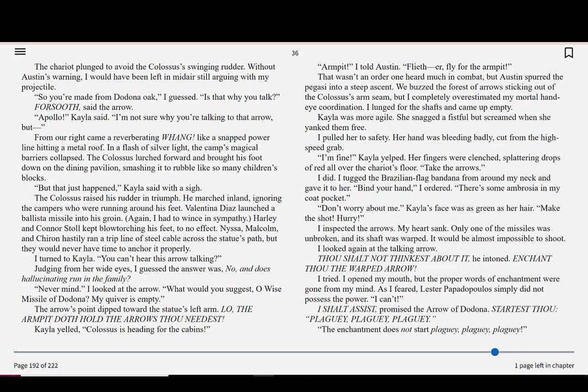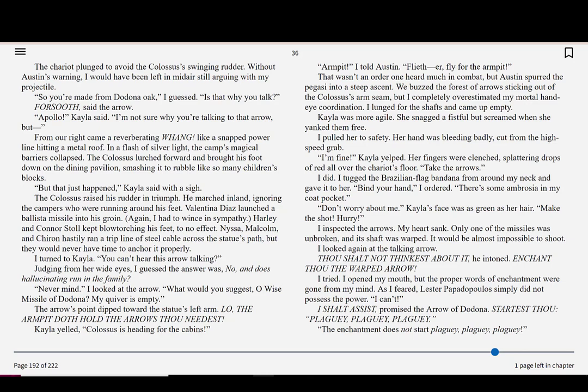From our right came a reverberating whang, like a snapped power line hitting a metal roof. In a flash of silver light, the camp's magical barriers collapsed. The Colossus lurched forward and brought his foot down on the dining pavilion, smashing it to rubble like so many children's blocks. "But that just happened," Kayla said with a sigh. The Colossus raised his rudder in triumph. He marched inland, ignoring the campers who were running around his feet.